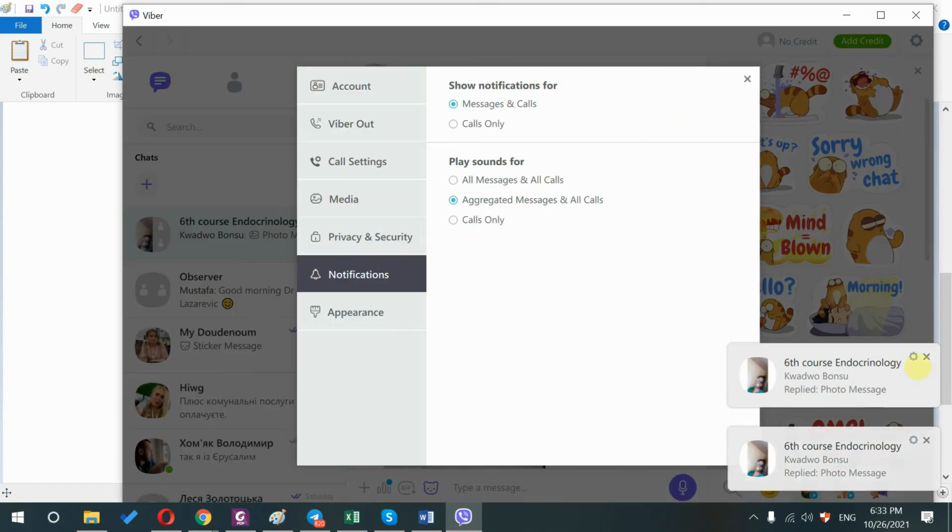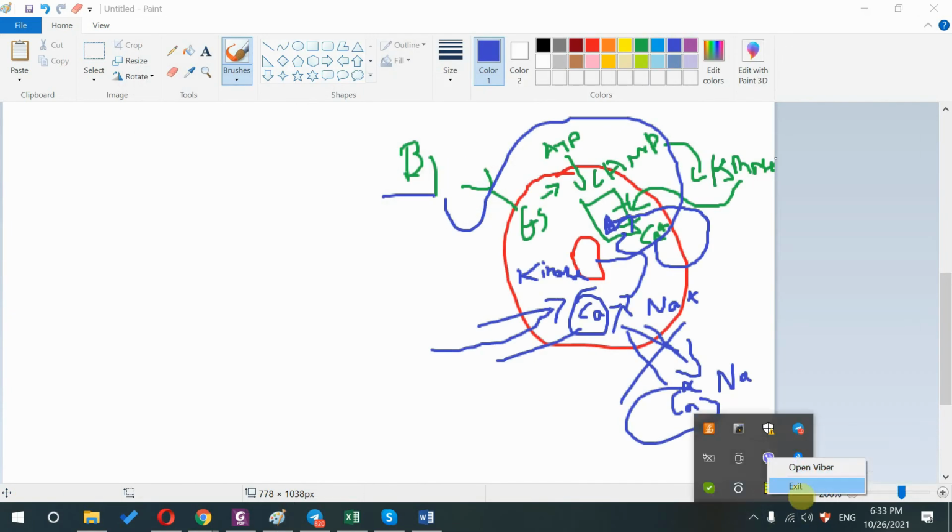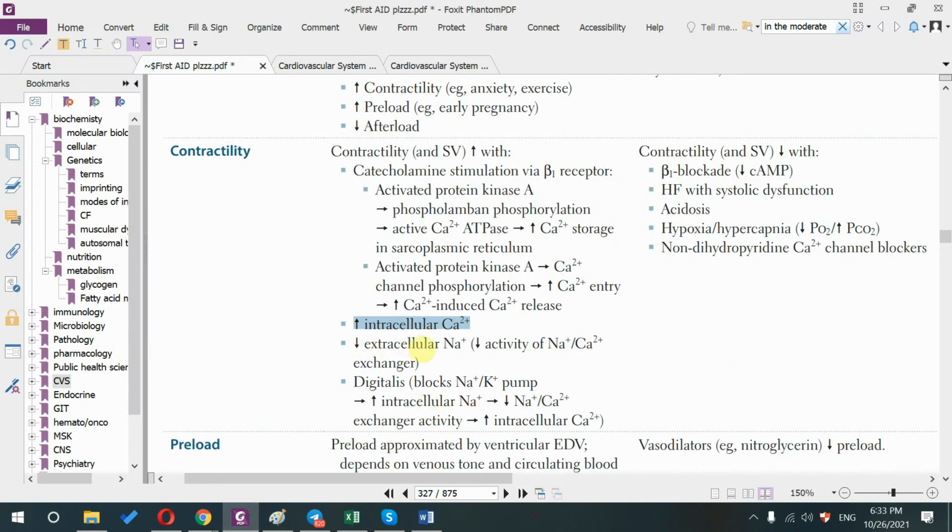And when that happens, sorry, I have to mute this. When that happens, there will be more calcium inside of the cell or outside of the cell? Inside of the cell, yes, because you cannot release sodium outside anymore. Excellent job, guys. So there will be a decrease in the extracellular sodium, and that's due to decreased activity of the sodium-calcium exchanger. So it's important.